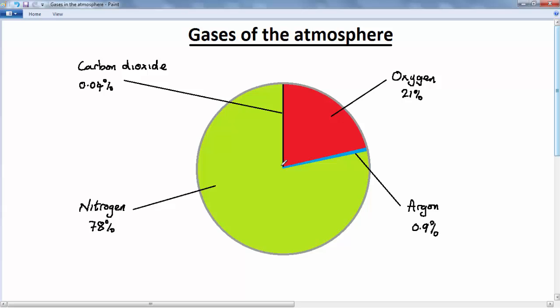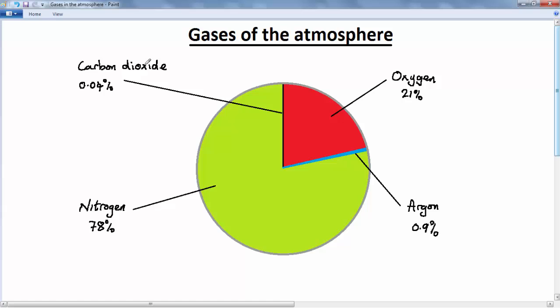Now, the percentage of water vapour in the atmosphere, which is normally known as humidity, will change from one place to another, from one time of the year to another, so it's not constant. So there can be quite large changes in the percentage of water vapour. So we actually leave that out of the pie diagram altogether. These percentages represent the contents of dry air. That's to say, that's air without water vapour.